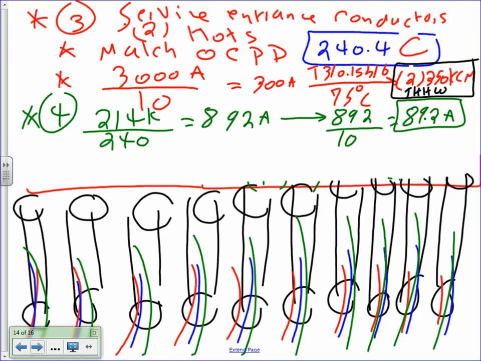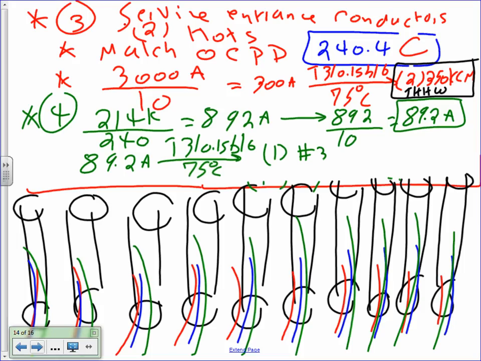All right, so let's go size the neutral. Now we're going to size it. 89.2 amps. Take this one to Table 310.15(B)(16) under the 75-degree column, because if the hots are 75, the neutral has to be 75. So what size would you guys come up with? Number 3. How many? 1 conductor. Number 3 AWG THHW. Okay, up to this point we're done, except there's one little problem.